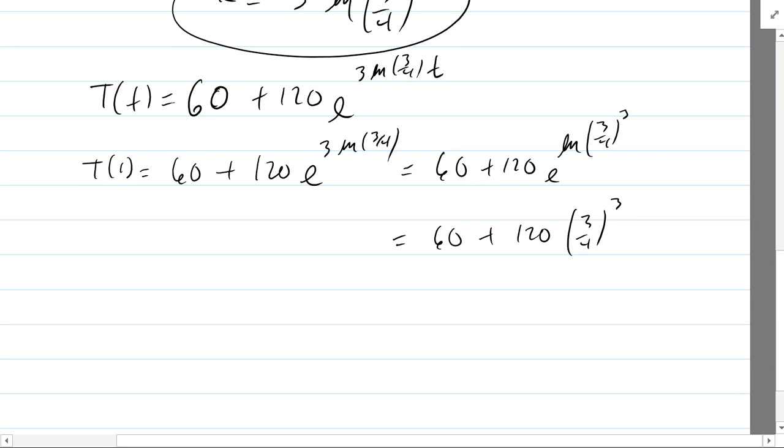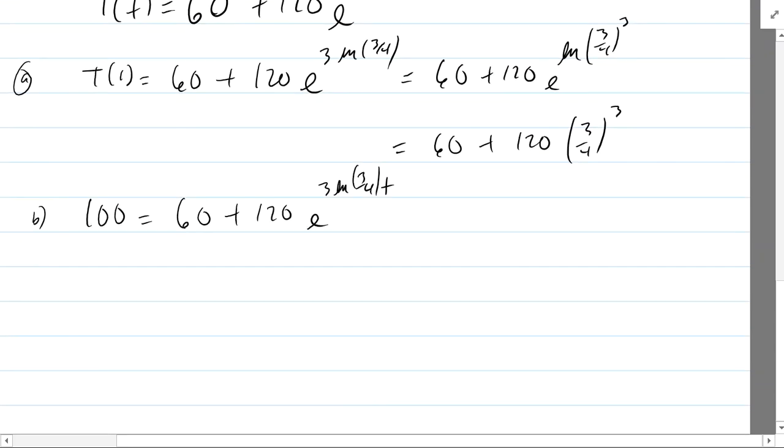Okay, what's the next part? What do they ask for? That was part A. What do they ask for in part B? When will the temperature be 100 degrees? Okay, that means 100 equals 60 plus 120 e to the 3 natural log of 3/4 t. Yes, and they want that t. Is this just like finding k? Same math. Subtract 60, you get 40. Divide by the 120. 40 over 120 is 1/3.